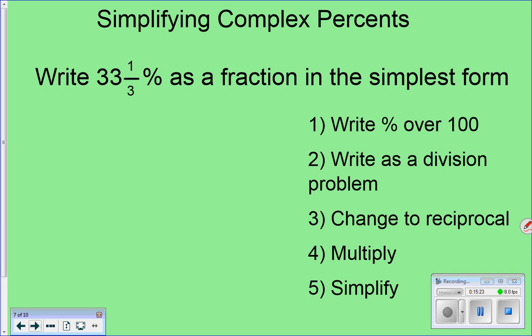And we're going to write 33 1/3 percent as a fraction in the simplest form. I know it already looks like it's a fraction, but it's not. It's still a percent. It's got that 1/3 in there. That doesn't mean it's written as a fraction yet.